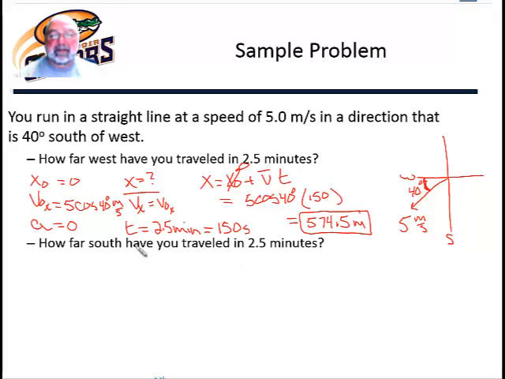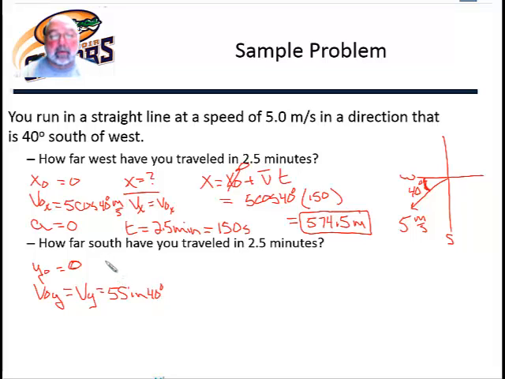The second part is, how far south have we traveled in 2.5 minutes? Well, I'm going to set up my table of information again. y0 is equal to 0, v0y, which is also equal to vy, since they're the same beginning and end. The south direction is opposite the angle, and opposite goes along with sine. So that's 5 sine 40 degrees.